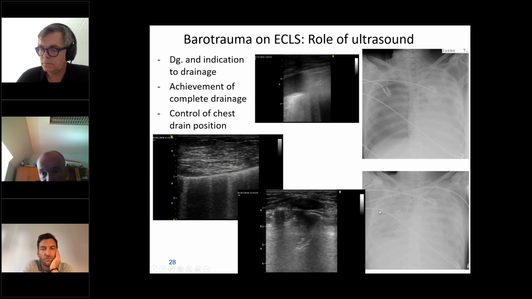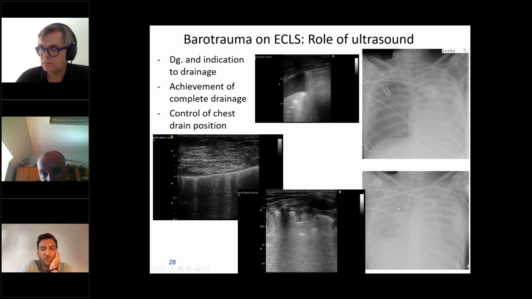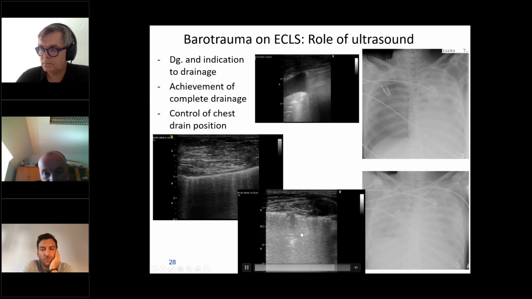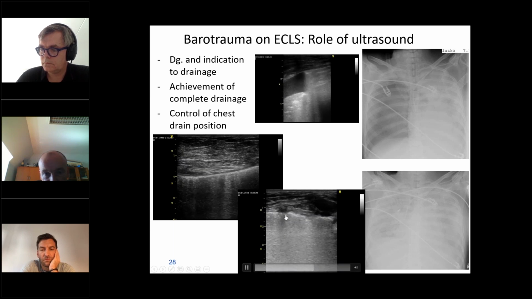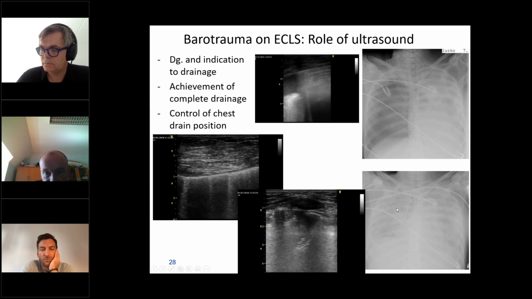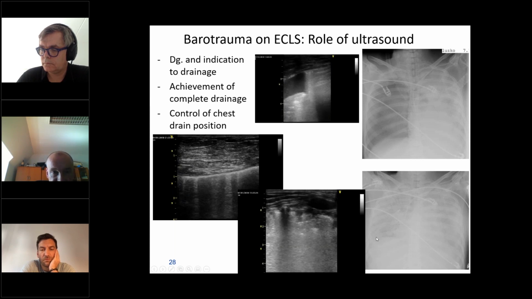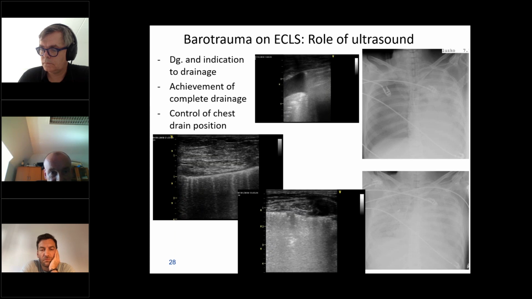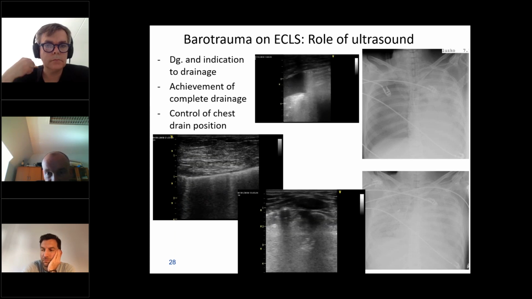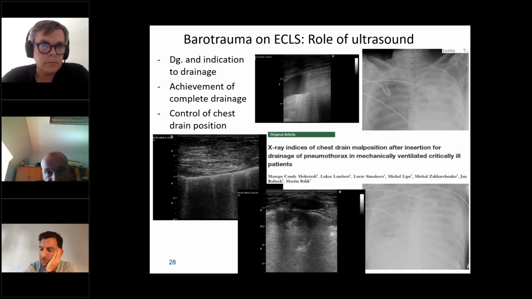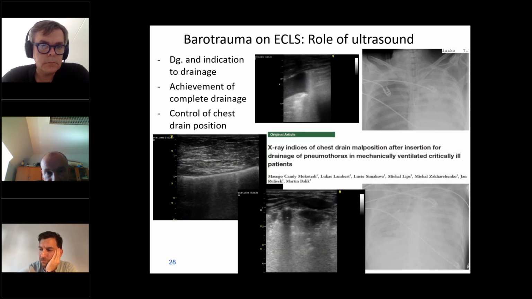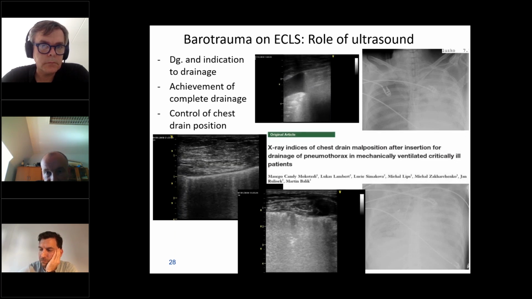And this is just half an hour later with the chest drain being inserted here. And of course, you have a good chance to see the chest drain between the pleural layers, so you can scan the chest with the linear probe and make sure that you put the chest drain in correctly and that you get adequate air evacuation. So the position of the chest drain is very important, and not only for ECMO patients.